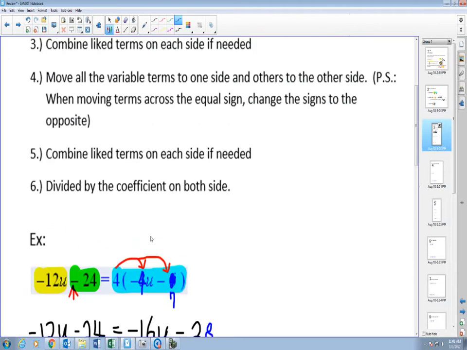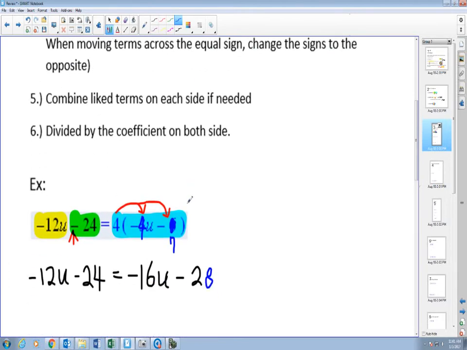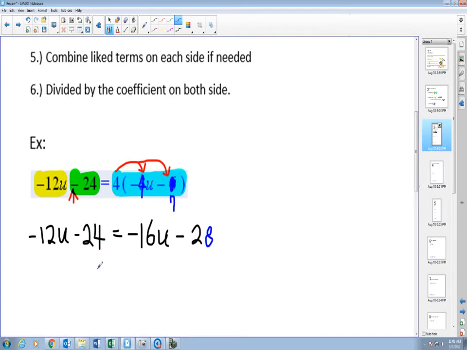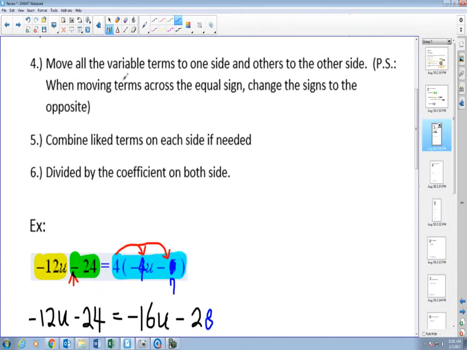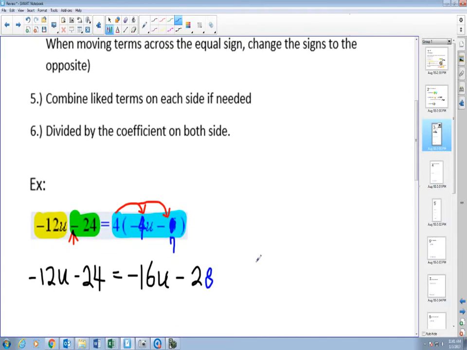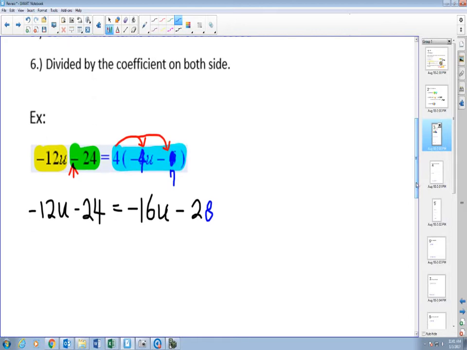Alright, so combine like terms on each side. On the left side, these two are not like terms. On the right side, these two are not like terms, so there's nothing to combine. So let's move them. When I move terms back and forth, I move the variable terms first, and the side that I move my variable term to depends on which variable term is bigger. Here, negative 12u is bigger than negative 16u. So I will move my variable term to the bigger side to keep my variable term positive.